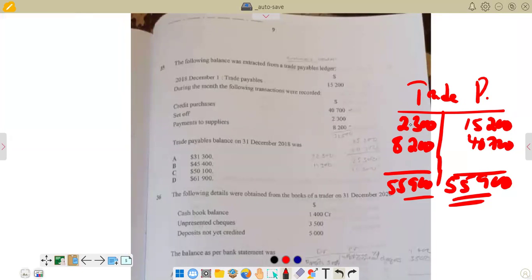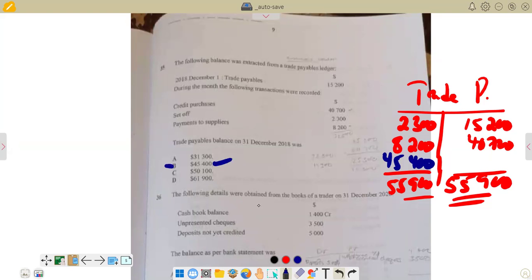Then we subtract what is on the debit side. We are now saying 55,900 minus 8,200, and then we subtract again 2,300. Then obviously we are going to get 45,400. So our answer is 45,400. You see that we have that answer at B. So B becomes the appropriate answer. So we got B. Then we go to the next one.